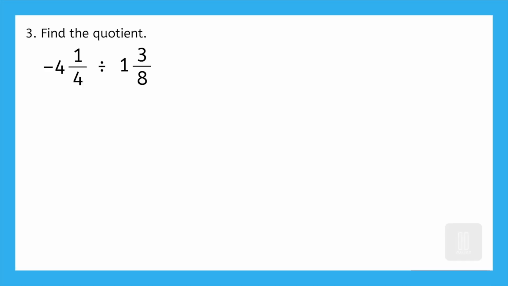While I'm doing that, try one more example problem. Pause the video to find the quotient by dividing negative 4 1/4 by 1 3/8. Remember to check the sign of your answer and make sure it's written as a mixed number if possible. All right, where should we start? Yep, we first ignore the signs.